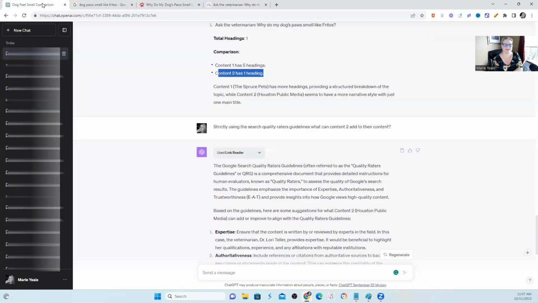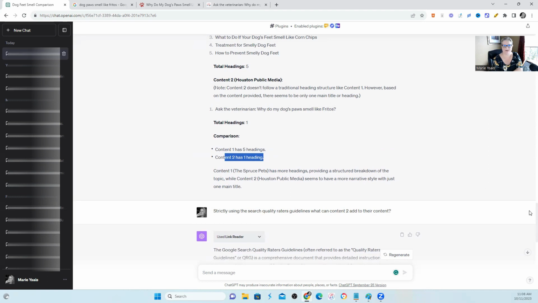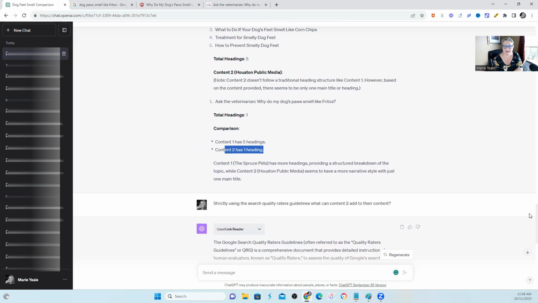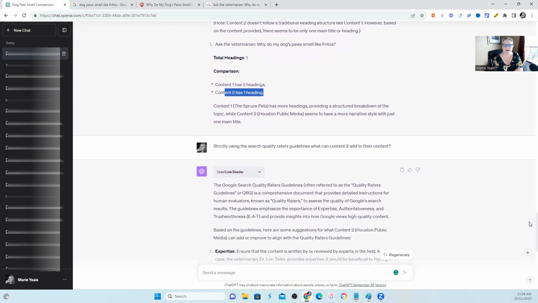Don't do that with your content. It was correct. So content 1 has 5 headings, whereas content 2 has 1 heading. There's quite a bit of a gap on content 2, and it's really dialing in some of the issues or content gap pieces that you could actually add pretty easily.